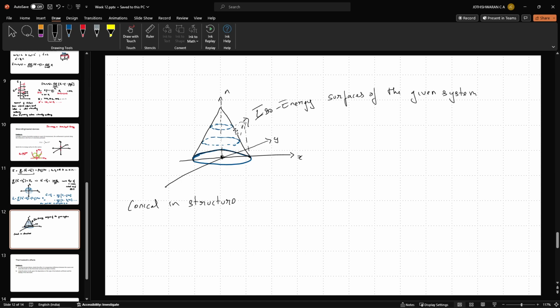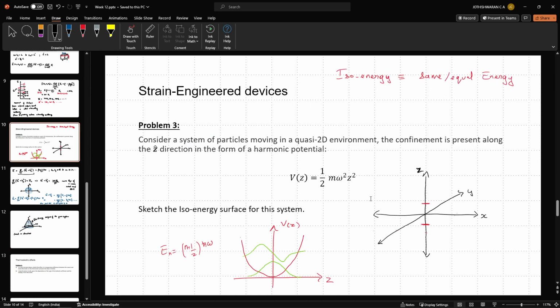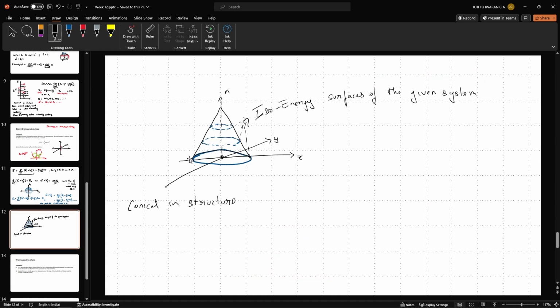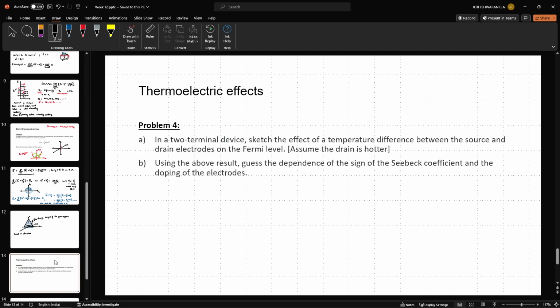But otherwise we will have other curves. In fact, if we have no binding potential, we all know that the equipotential surface will become a sphere. So in that case, the contour is essentially spherical. So the potential that is applied or not applied will determine the contour of the isoenergy surface. So that is our discussion about isoenergy surfaces.